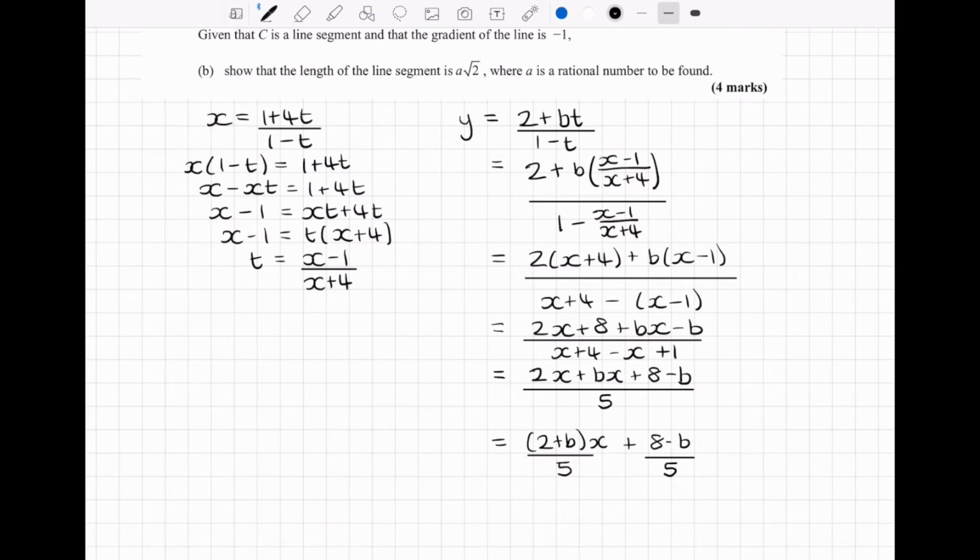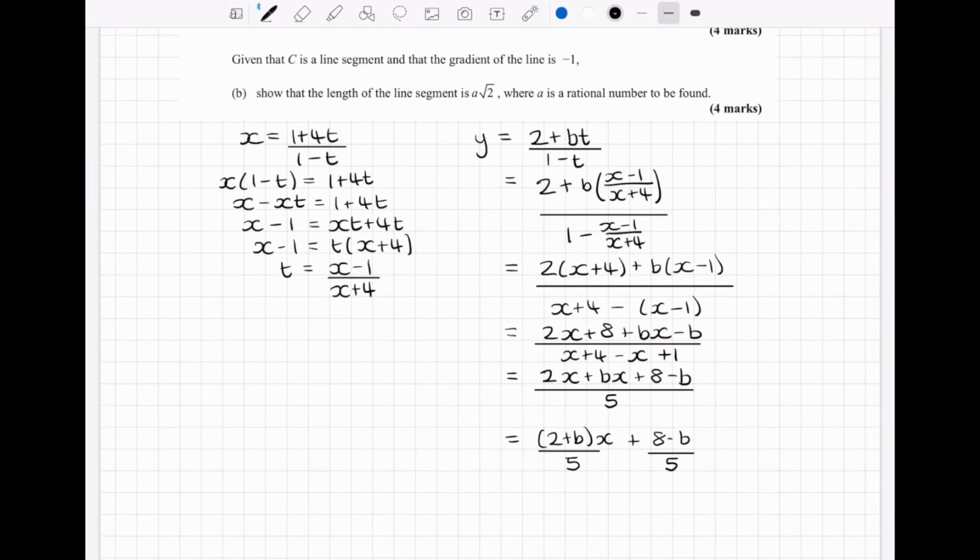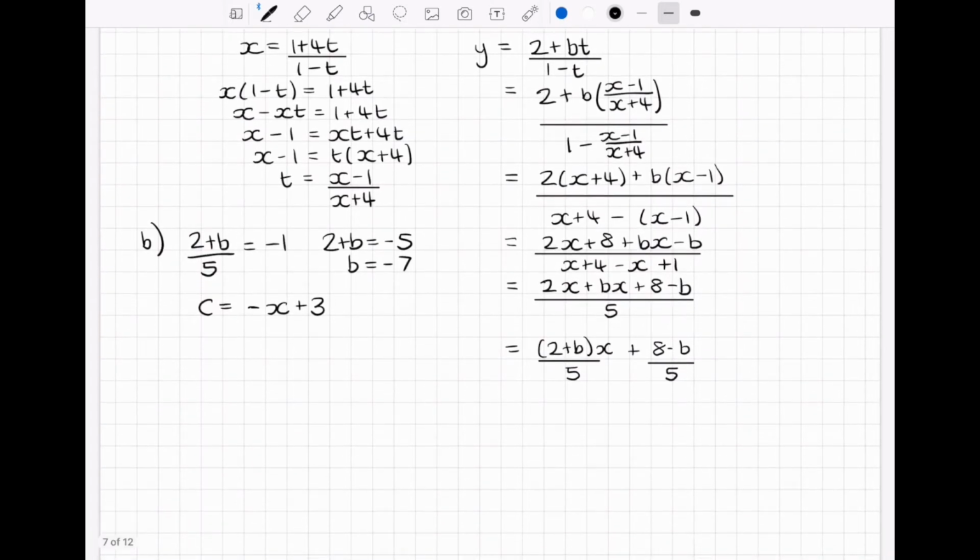The next part is given that C is a line segment and the gradient of the line is minus 1. So if we know the gradient of the line is minus 1, because it's in the form of y equals mx plus c, 2 plus b over 5 equals minus 1, and we can rearrange that to solve for b. So the equation of that line equals minus x plus 3.